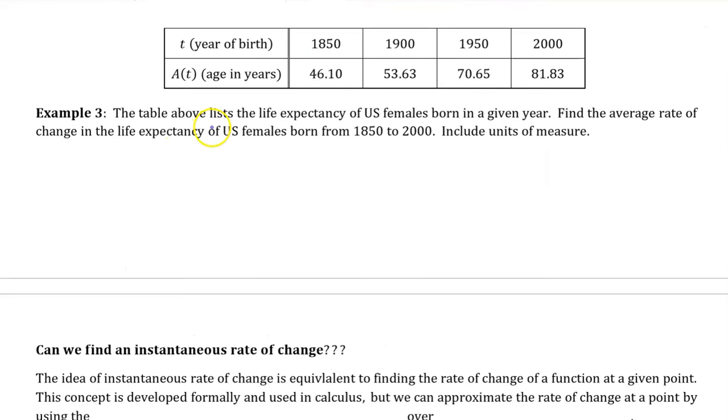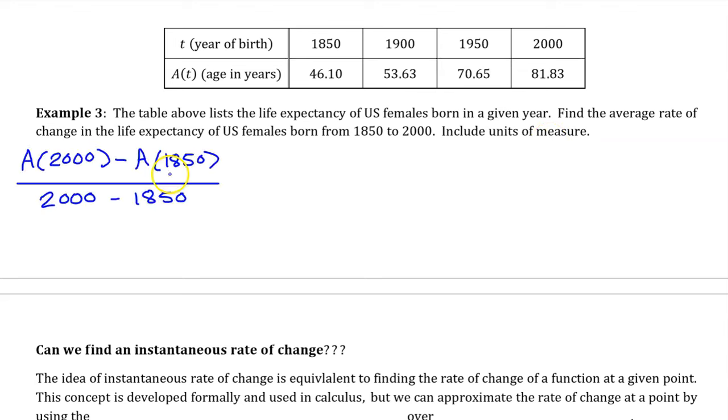Example 3. The table above lists the life expectancy of U.S. females born in a given year. Find the average rate of change in the life expectancy of U.S. females born from 1850 to 2000. Include units of measure. We are using the function a of t for life expectancy.